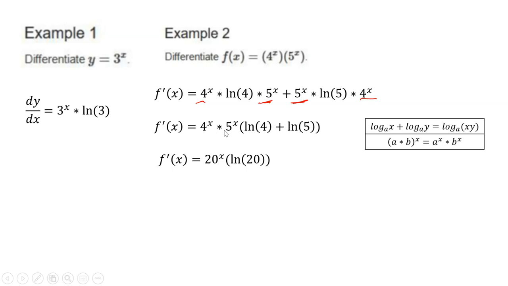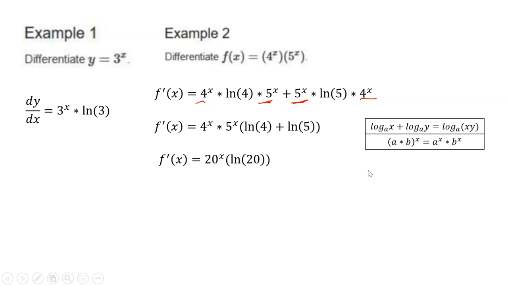These two can be multiplied together, because if I have a to the power of x and b to the power of x, I can multiply the a and the b together and raise them both to the power of x. Right? So that's why this is 20 to the power of x right here. The ln of 4 plus the ln of 5, I can also combine both of these to give the ln of 20, because that's one of the logarithmic rules. It's the product law of logs, that a product can be written as a sum. So this is my answer.